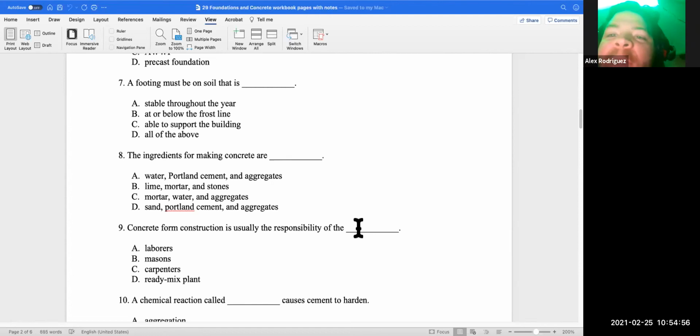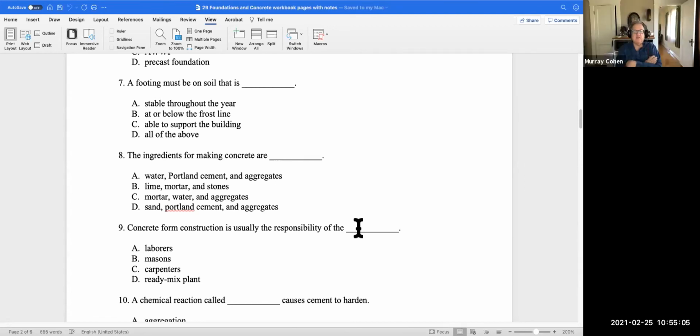Wait, that's number 9, right? Which says concrete form construction is usually the responsibility of... No, this is who does it. So let's look at number 8 just for a second. The ingredients for making concrete are water, Portland cement, and aggregates; lime, mortar, and stones; or mortar, water, and aggregates. Okay, and the answer is A. Yeah. And lime is already in there, so exactly right.